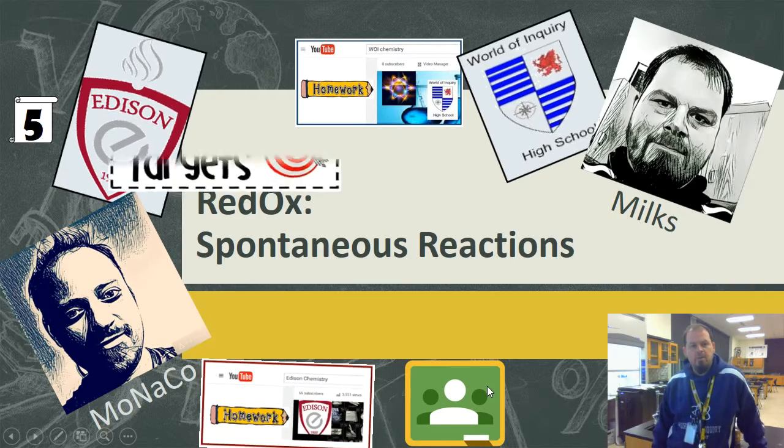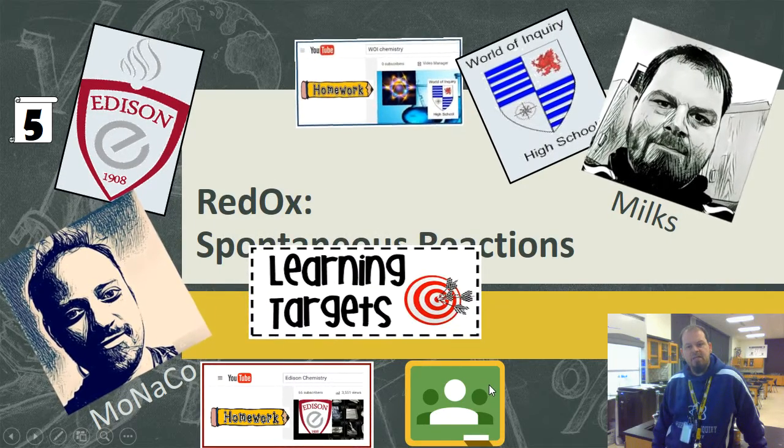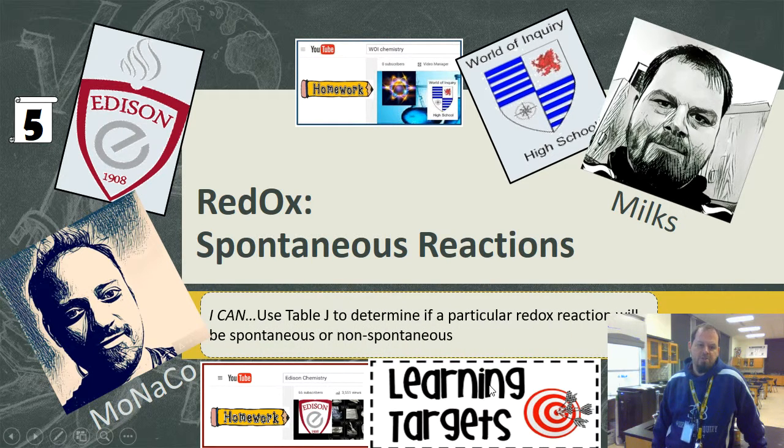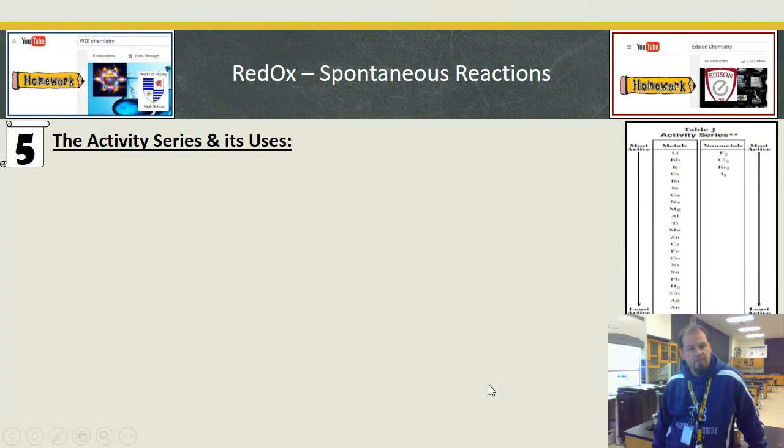Hey everybody, video number 5, spontaneous reactions. This should be a quick one. We just got to differentiate between spontaneous and non-spontaneous using table J. This will set the stage for differentiating between our voltaic and electrolytic cells.